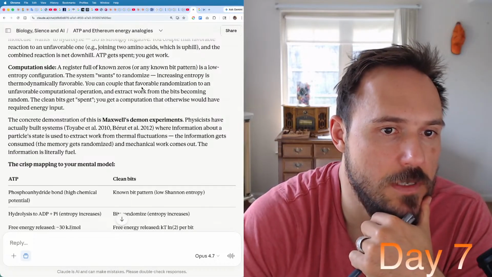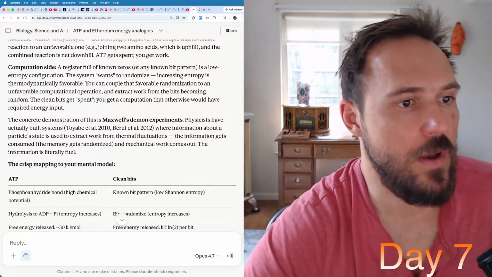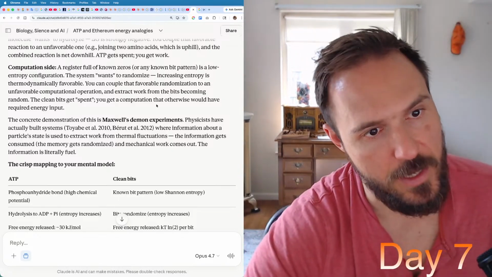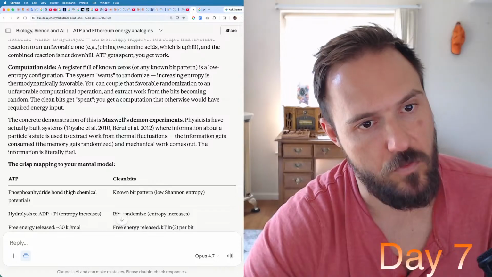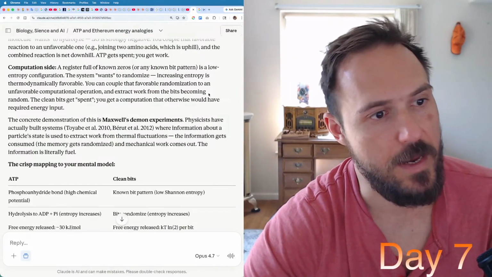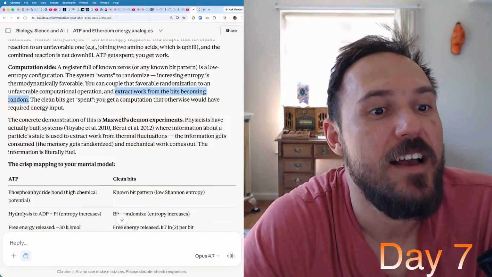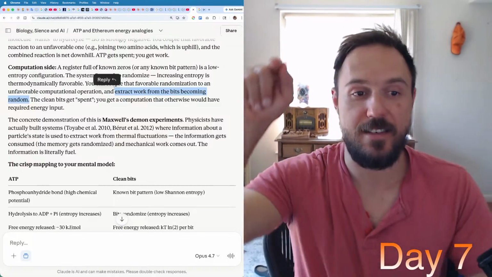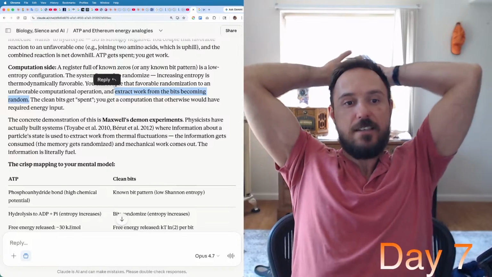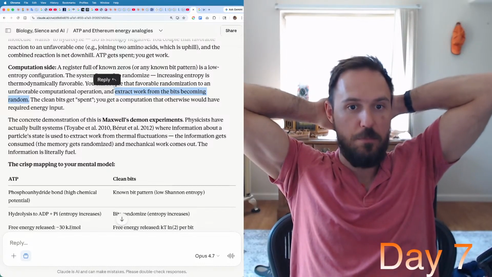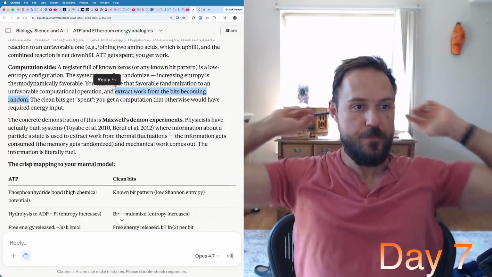You can couple that favorable randomization to an unfavorable computational operation and extract work from the bits becoming random. Yes. We need to extract the work from the bits becoming random.